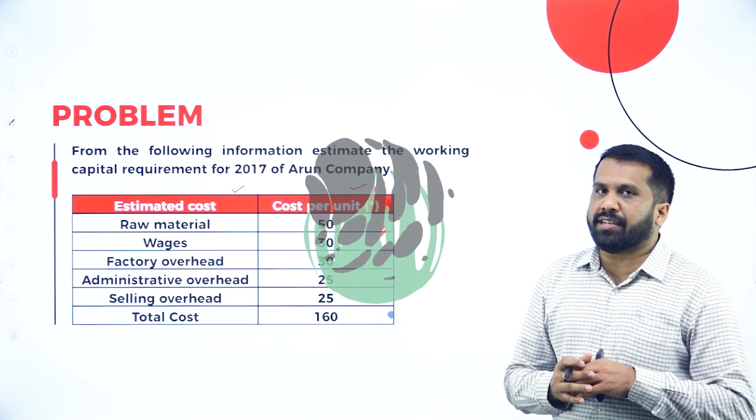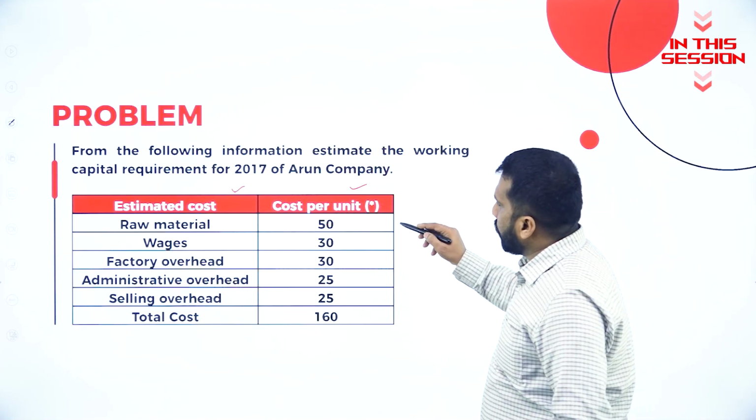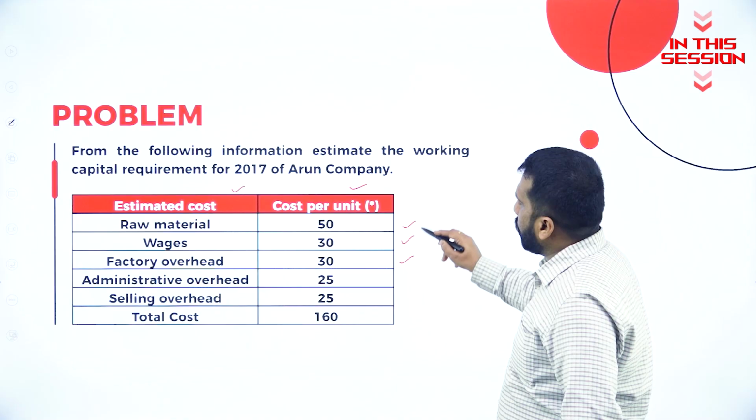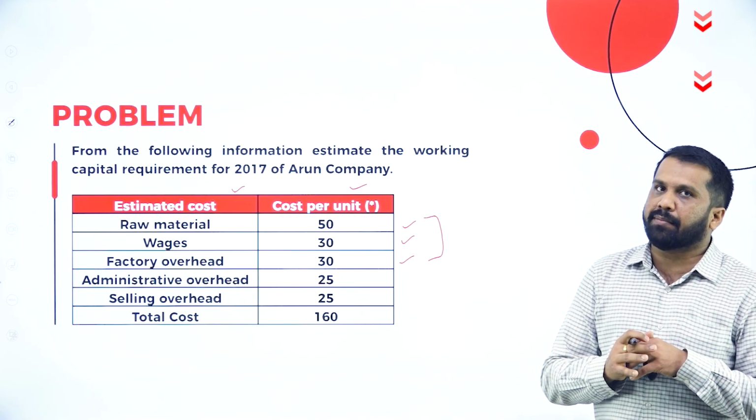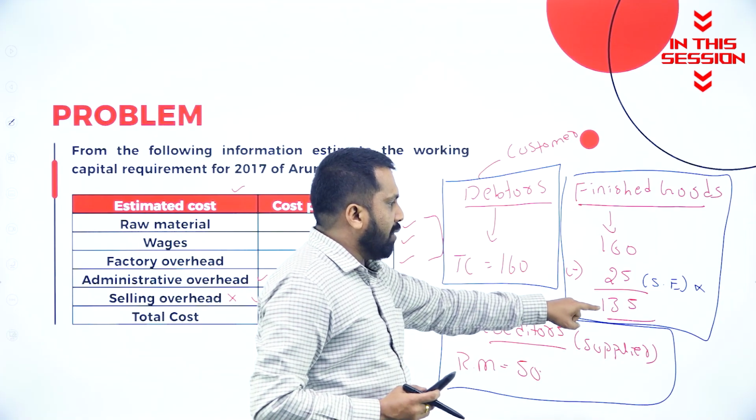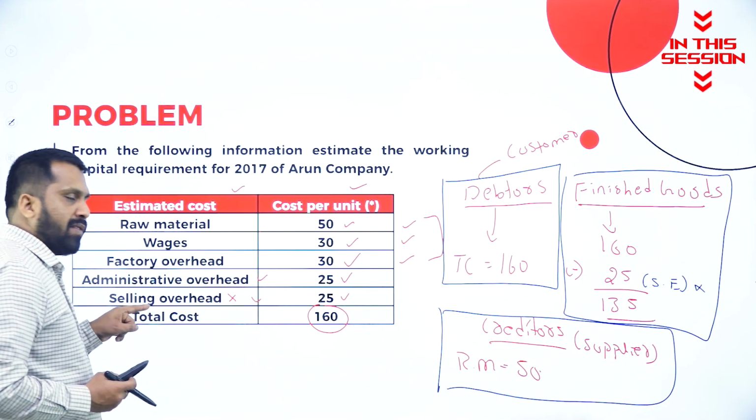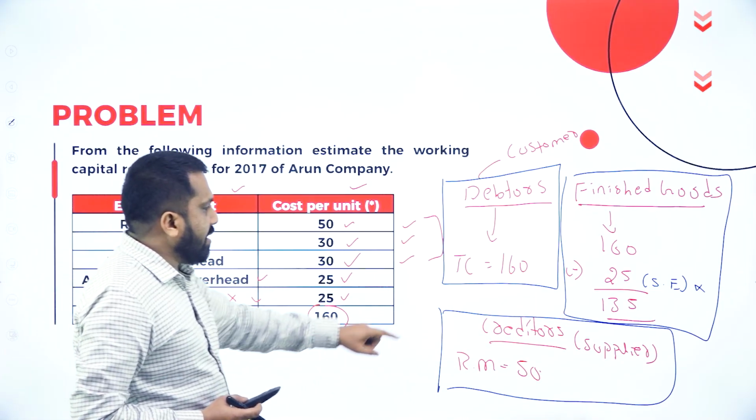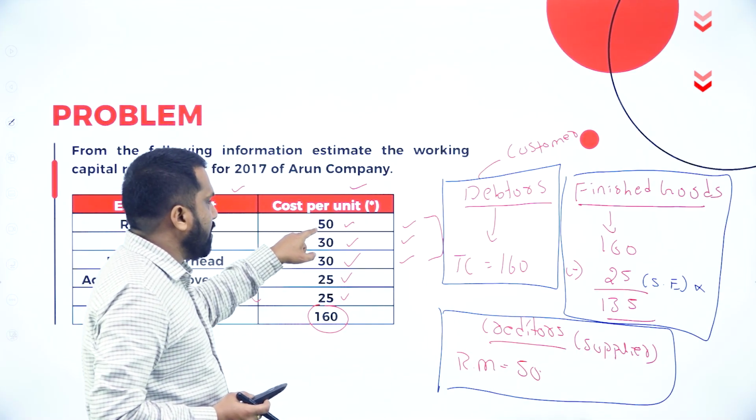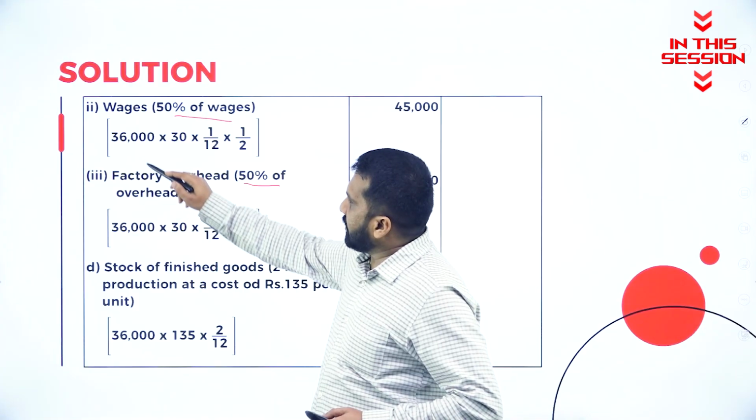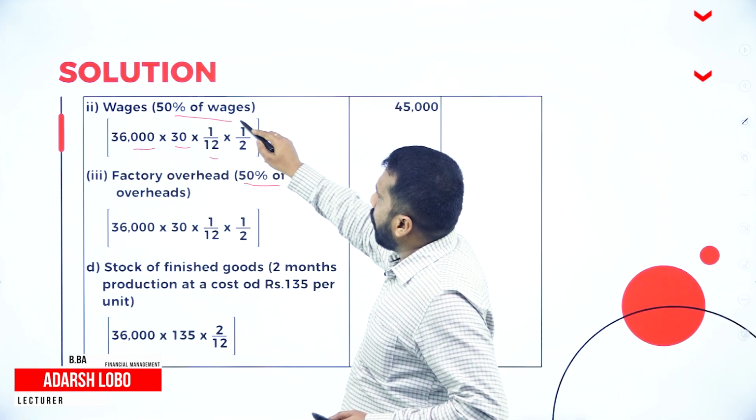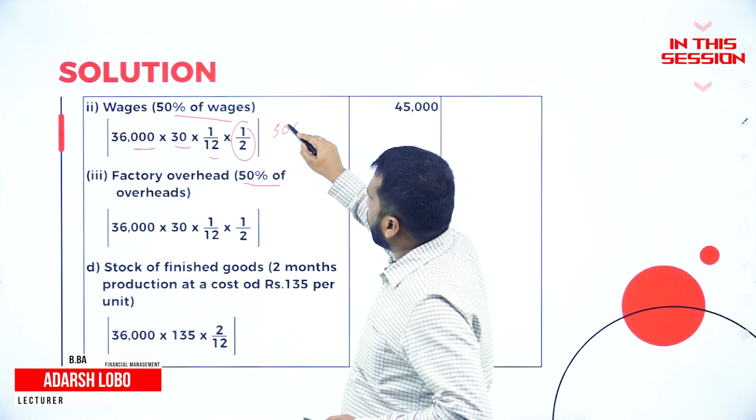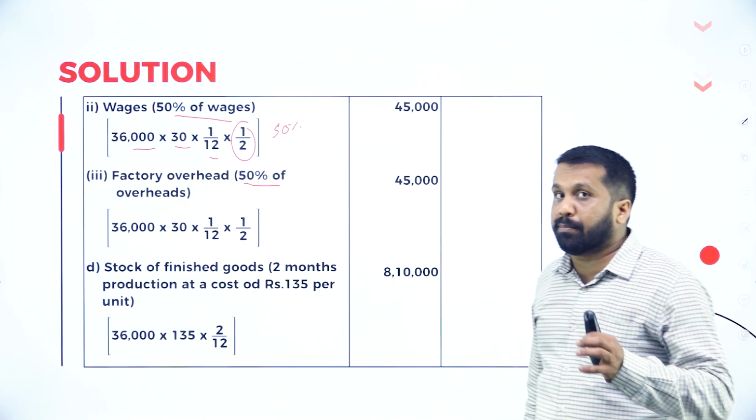Usually in the examination, they give only raw material, wages, overhead. Only these three things will be given in the exam. Cost of finished goods, 135. We don't consider selling overhead. Creditors value, always raw material, it is 50. 36,000, 30, 1 by 12, it is common, half. The 50% you can call it as 1 by 2.